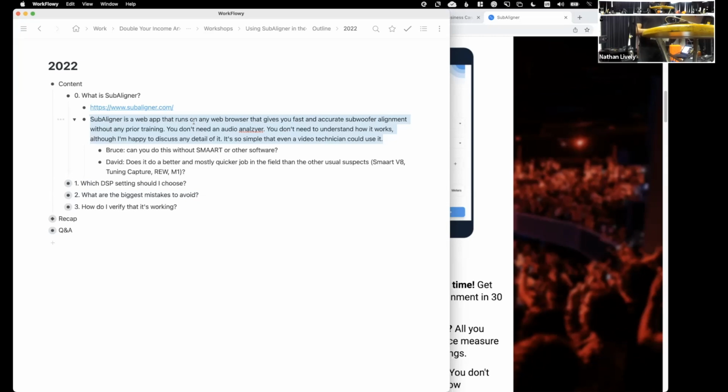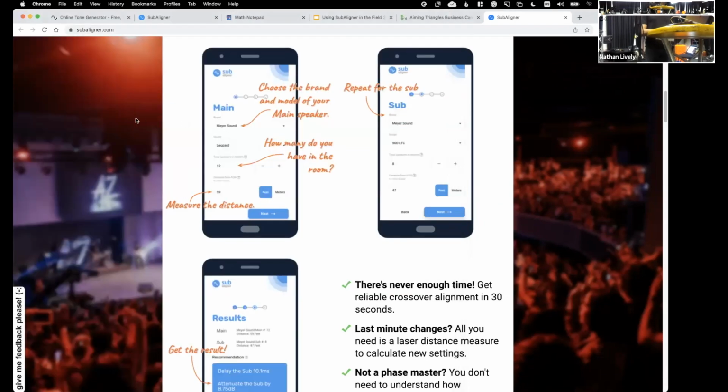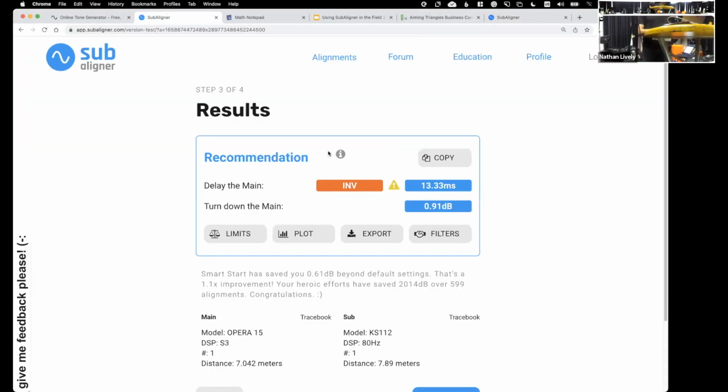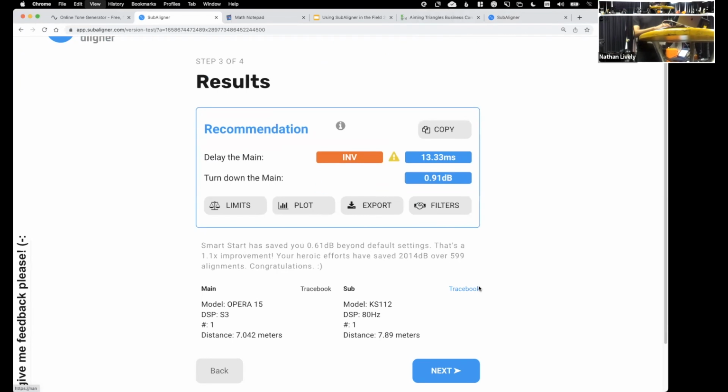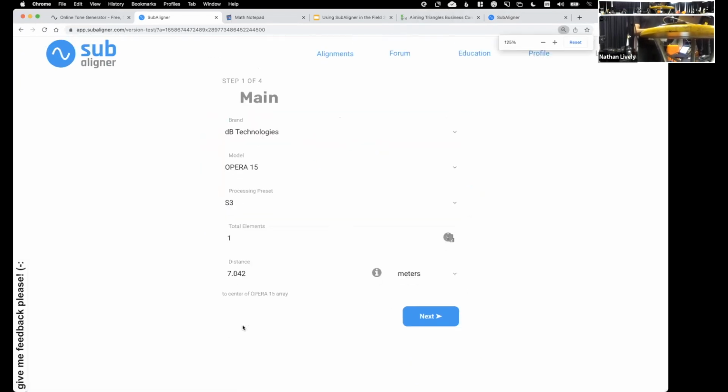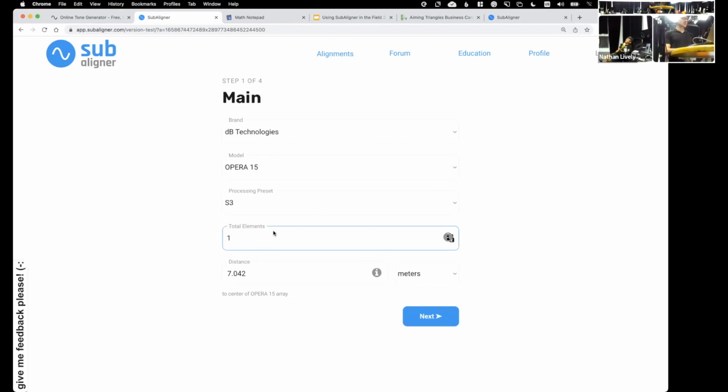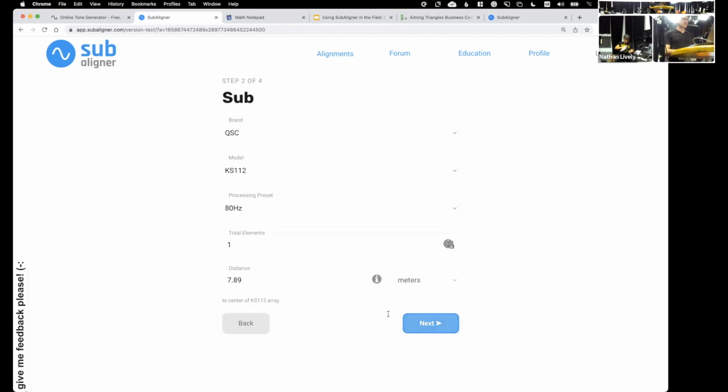Because all you need is a laser distance measure, and you say point here, and then you get a solution. So we've been using it all morning, but just to give you a quick recap, we've got brand, model, DSP processing preset. Chris said he just signed up. Yay. And then you put in total elements and distance. We can talk more specifically about what these mean in a bit.